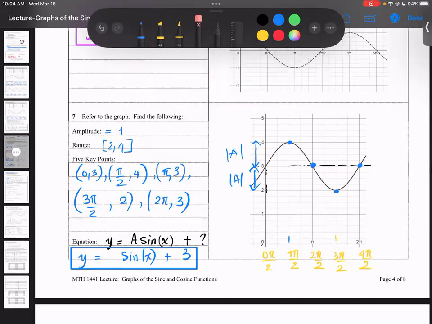It's positive 1, yes. Put a little note here: A is also 1. By the way, B is a different thing. Amplitude and A are different things. So I write twice: amplitude is the absolute value of A. A is just A. Yes, you're right. It's half of the height.